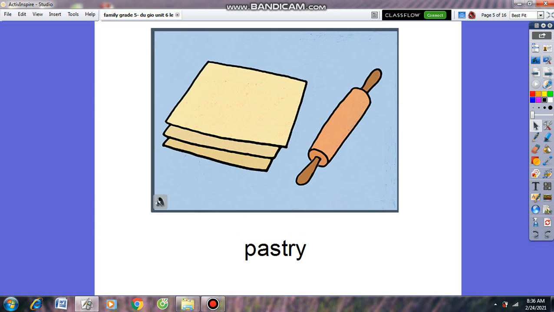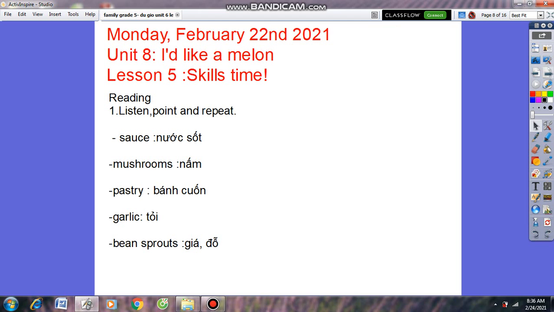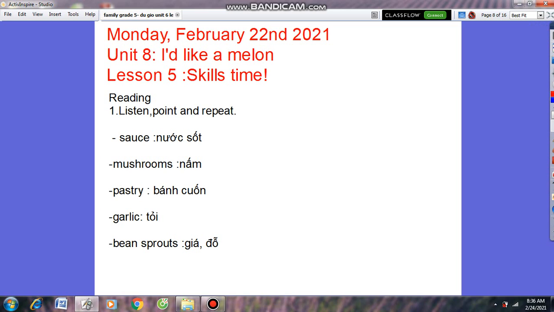Now look at the screen and copy in your notebook. Sauce, mushrooms, garlic, oil, bean sprouts.